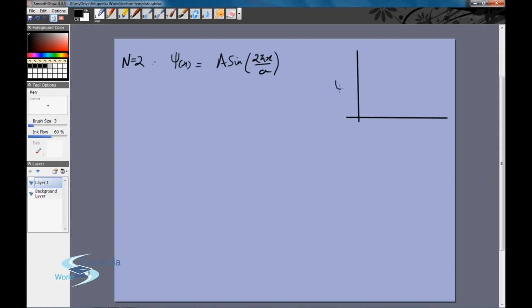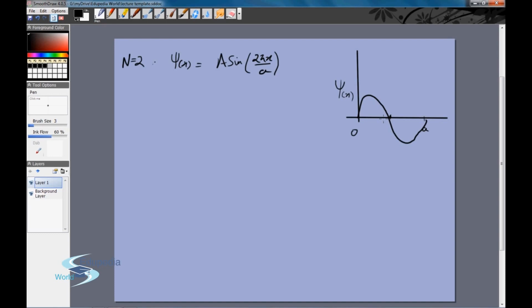So in this case, what would the graph look like? This is 0, this is a. So at x is equal to 0, psi is 0. At x is equal to a, psi is 0. But psi is also 0 at x is equal to a by 2. So it would look something like this. Now notice that this has some peculiarity, which means the probability of finding the particle at the midpoint a by 2 is 0. Now this is completely different from the n is equal to 1 case.